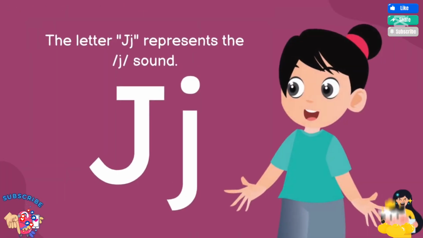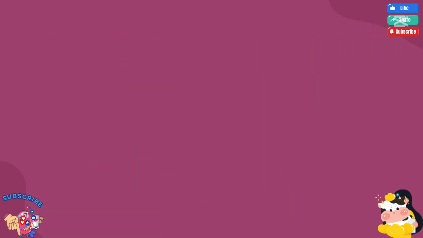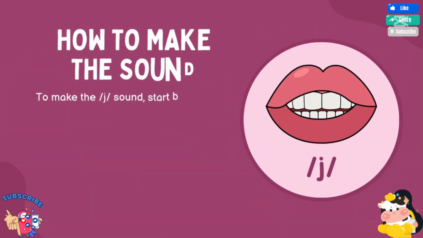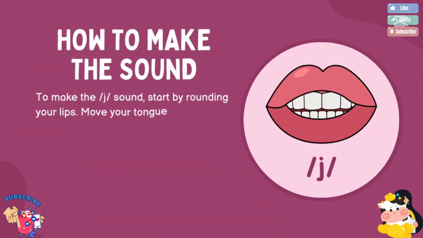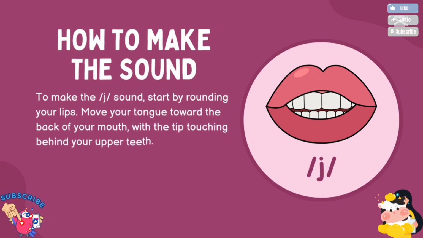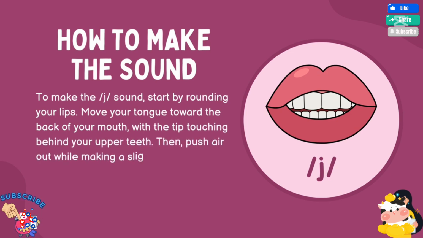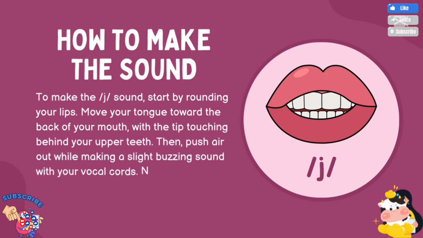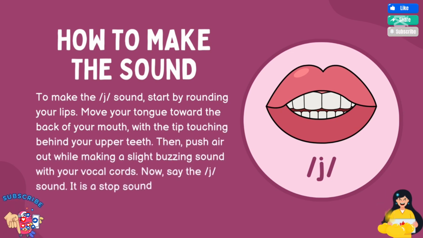The letter J represents the J sound. How to make the sound. To make the J sound, start by rounding your lips. Move your tongue toward the back of your mouth, with the tip touching behind your upper teeth. Then, push air out while making a slight buzzing sound with your vocal cords. Now, say the J sound. It is a stop sound that can't be stretched out.